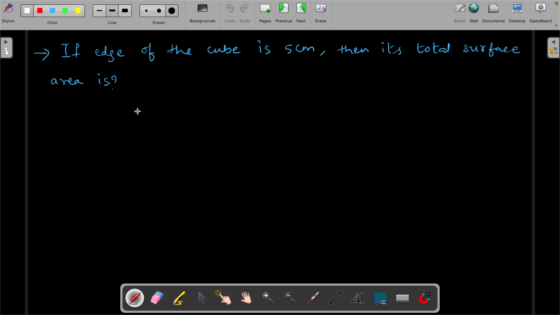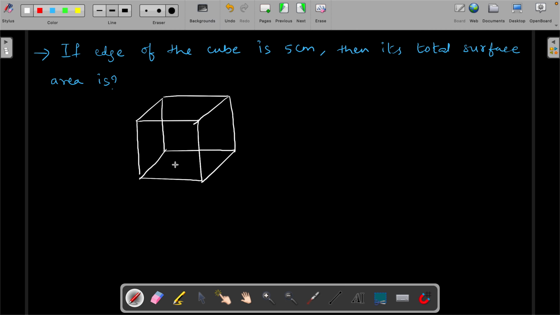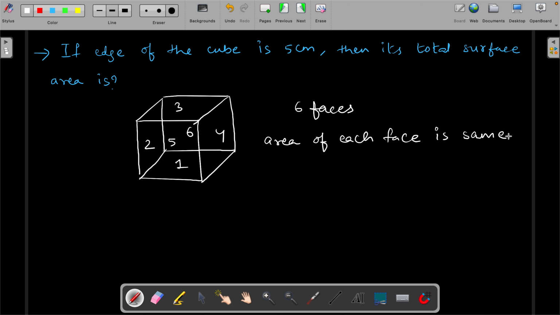First, let us draw the cube. How many faces does it have? 1, 2, 3, 4, 5, 6. It has 6 faces. And we know that the area of each face is the same, and each face is a square.